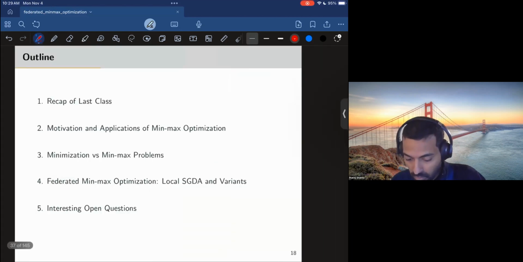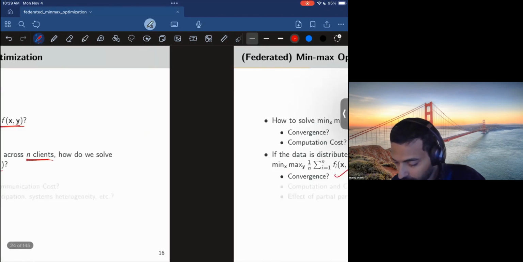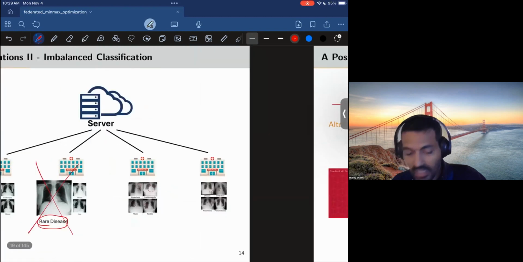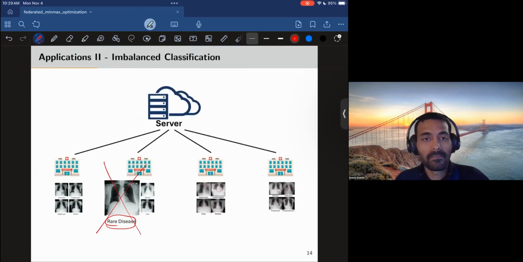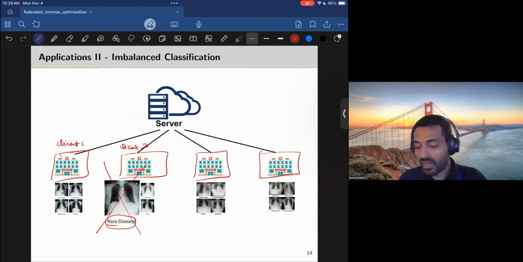Can you explain page 14 again? Okay, let me go back to page 14. Is this the one you mean? Yeah, so here what I wanted to discuss was that we have a bunch of hospitals instead of devices. You can consider each hospital as a client. So this is client one, this is client two, and so on. And we have a bunch of clients.